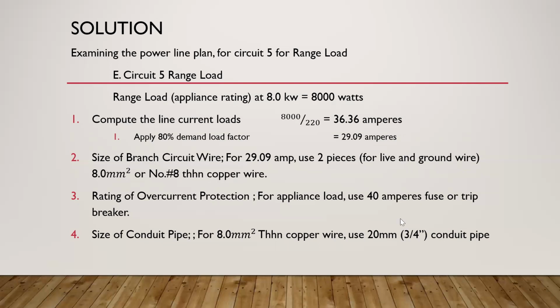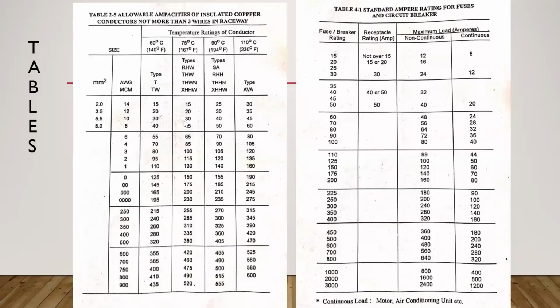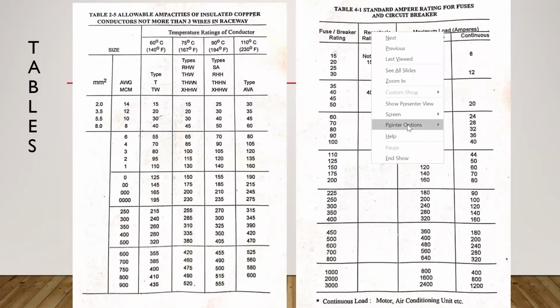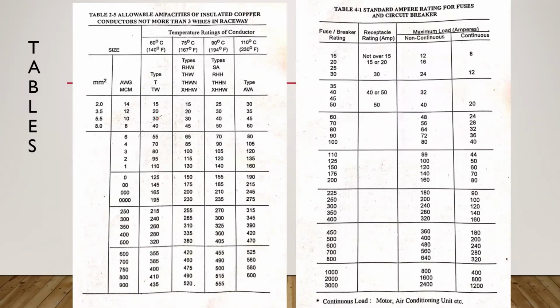Why did it fall here? Because even though we applied the 80% demand factor and lowered it, we still consider the 100% demand factor. So let's see where it falls in our tables. Here in our table 2-5, 36.36, right? So it falls in between, and it goes up to 40 right away. Since our fuse is 40, we will use number 8 or 8.0 size of wire. So, that is the condition.